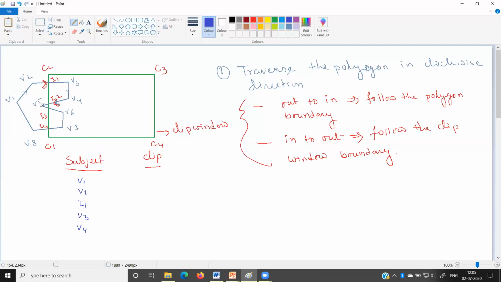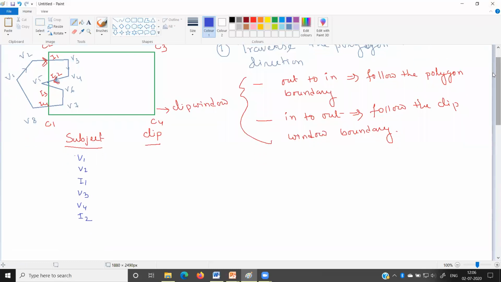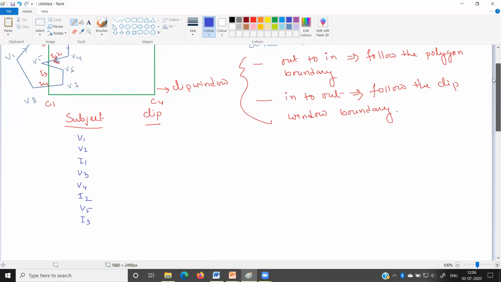Now while we are moving from V4 to V5, you can see I2 is the intersection point which belongs to the boundary of the clip window. So I have to write down the point I2. After writing the point I2, I have to write the vertex V5, then V5 to V6. While I am moving, the intersection point is I3, so I will write down I3. Then I have to write down the vertex V6 because I am moving in this direction.